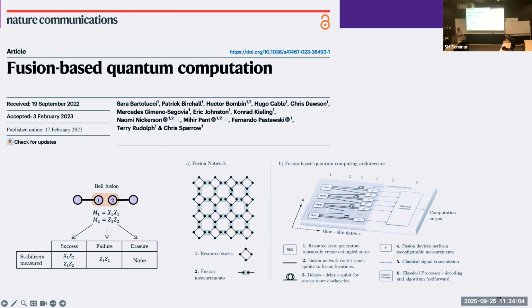You're doing Bell fusion, meaning you're entangling these through your Bell measurement. So there's a lot of those that you need to do in order to make your resource states that you consume. Entanglement is consumed every time as the computation moves along. So you have to make a lot of resource states.